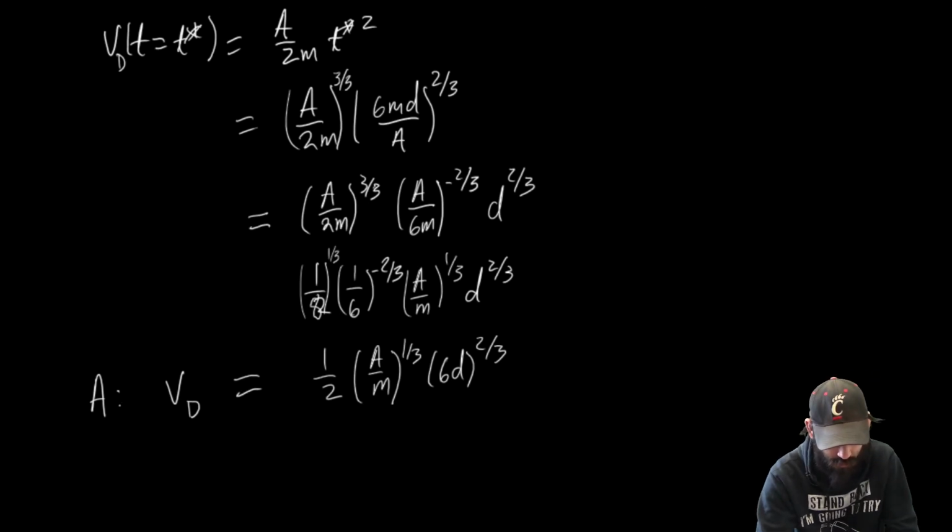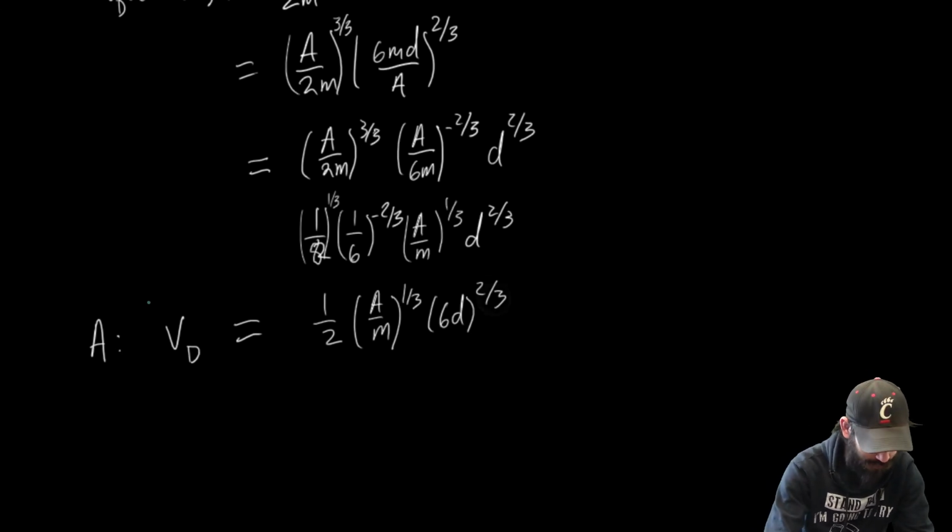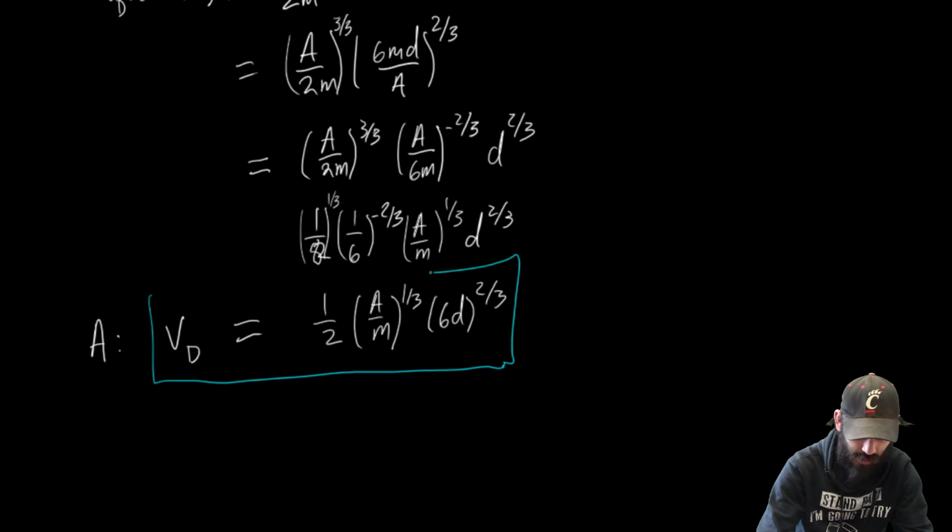Okay, so barring any arithmetic mistakes, I think this should probably be fine. d to the 2/3. Yeah. So I would check this, because I'm doing it very quickly, but this looks pretty good.